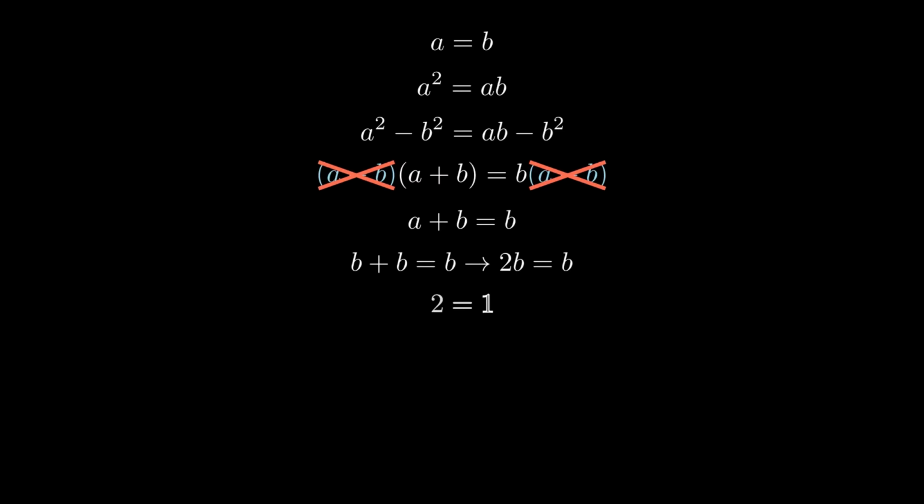And again, if we add 3 to both sides, suddenly 5 equals 4, which gives us 2 plus 2 equals 5 again. But where is the mistake?